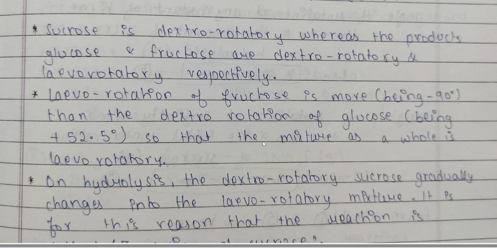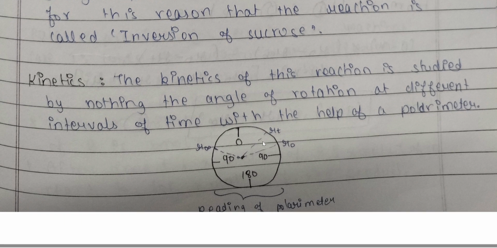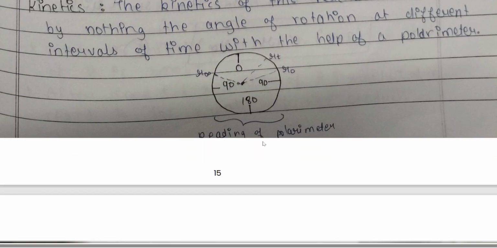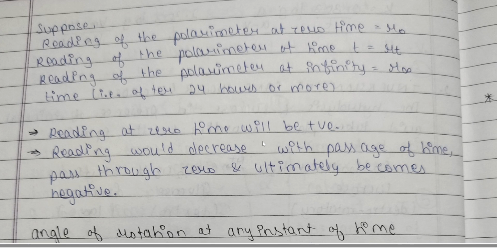On hydrolysis, the dextrorotatory sucrose gradually changes into the levorotatory mixture. It is for this reason that the reaction is called inversion of sucrose. Kinetics: the kinetics of the reaction is studied by noting the angle of rotation at different intervals of time with the help of a polarimeter. Suppose the reading of the polarimeter at zero time is R naught, at time t is Rt, and at infinity time is R infinity.